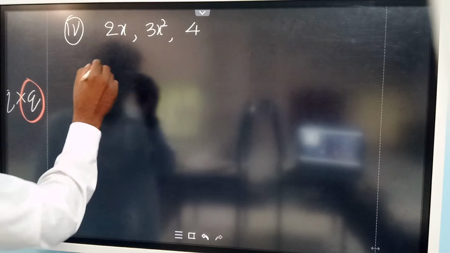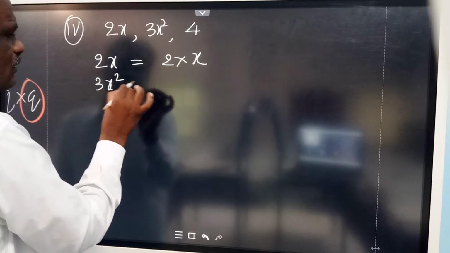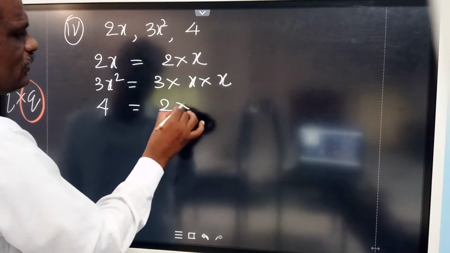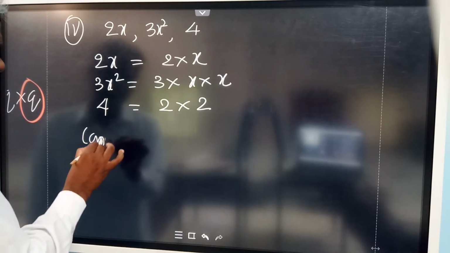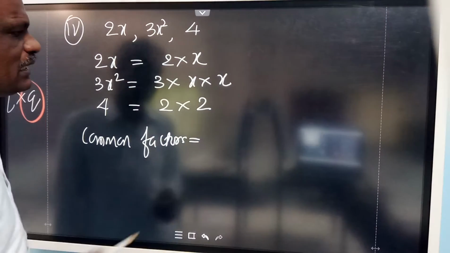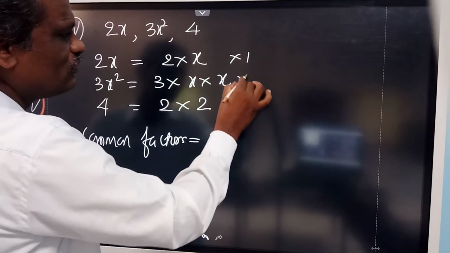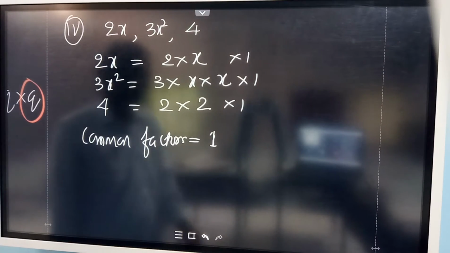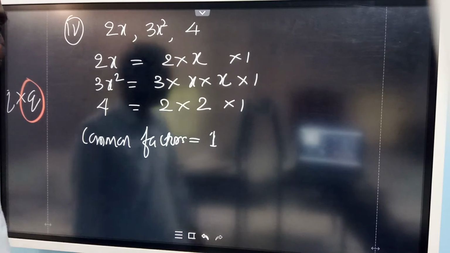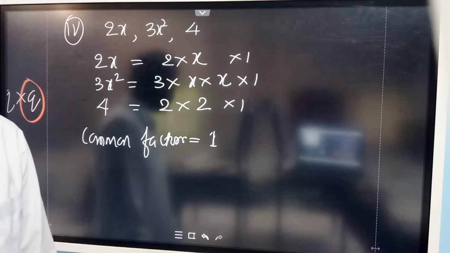We have 3 terms here. 2x, you can write it as 2 into x. 3x square, you can write it as 3 into x into x. Then 4, you can write it as 2 into 2. Now what are the common factors here? You don't have any common factor, so you can write 1, because you can write this into 1. If you write 1, nothing will happen. You don't have any common factors other than 1. If nothing is there, you write 1 is the common factor.